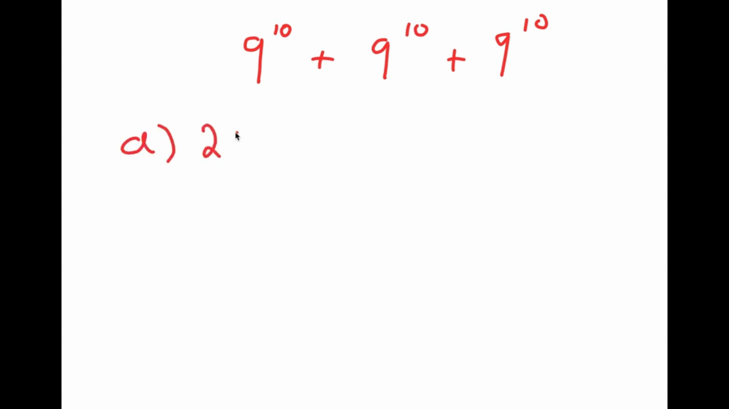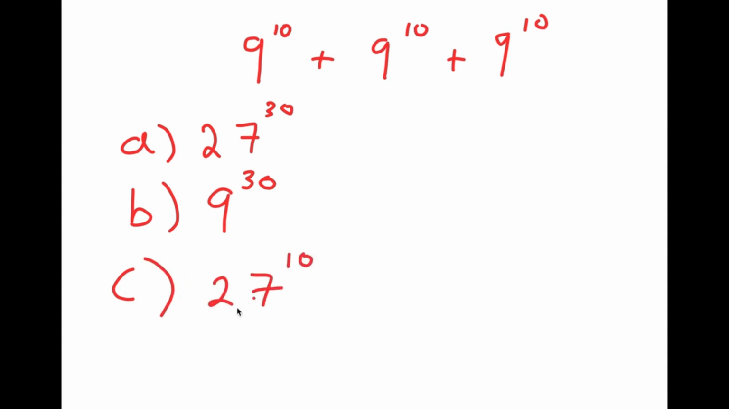Alright, so in this video, I'm going to be solving the problem 9 to the power of 10 plus 9 to the power of 10 plus 9 to the power of 10. And for this problem, I actually have 4 option choices. For A, I have 27 to the power of 30. For B, I have 9 to the power of 30. For C, I have 27 to the power of 10. And for D, I have 3 to the power of 21.